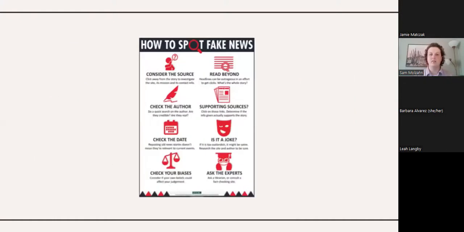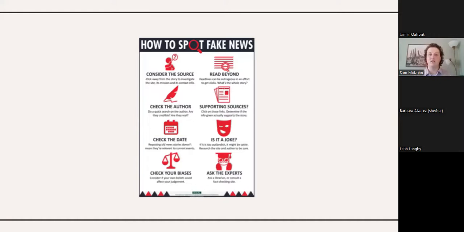This is a very widely used infographic on how to spot fake news, and it's something that I print out so that patrons can take something home and have just these 8 tips of really how to evaluate resources. And it's not a ton of information. You don't have to go super, super in depth. But by walking through these 8 steps, you can be better informed.